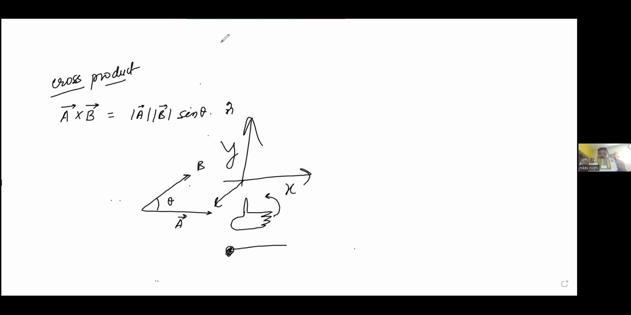Good. So this type of motion is called as rotation about x-axis. Understood? This is rotation about what? X-axis. Any problem with rotation about x-axis?